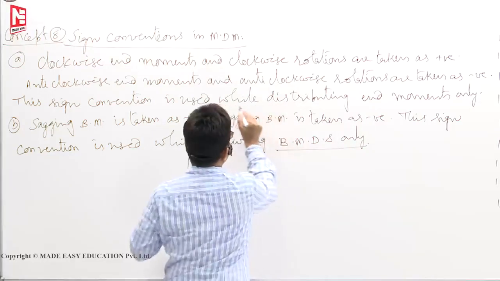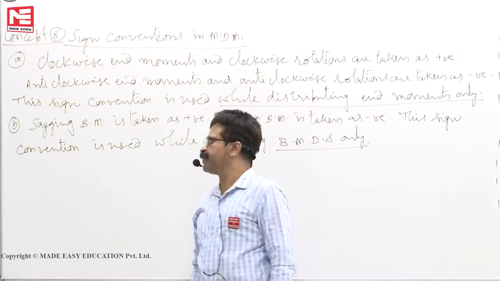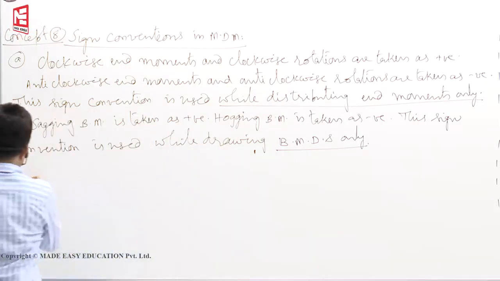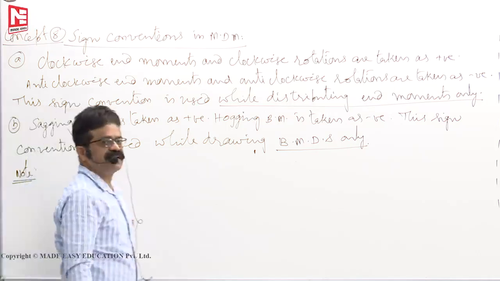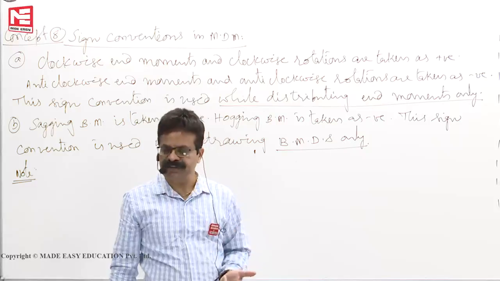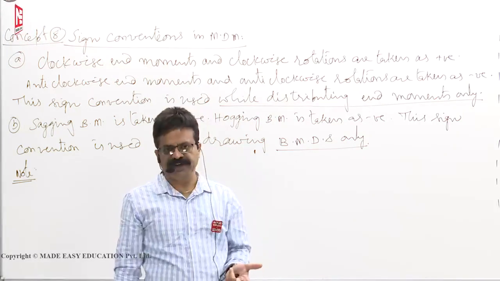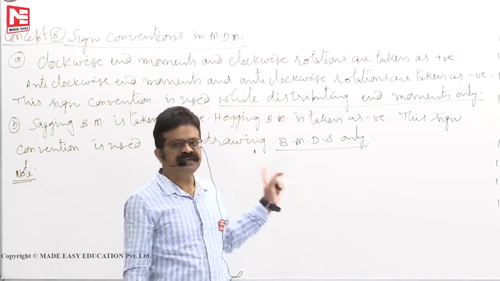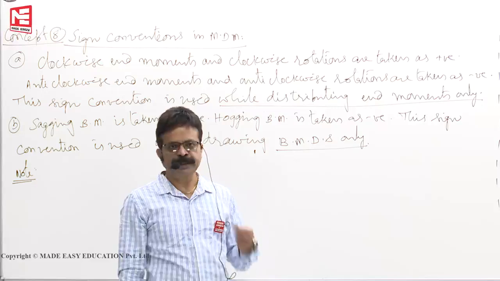This is for the bending moment diagram, this is for distributing end moments only. Now, one more assumption we make is that the effect of axial force and the effect of shear force, that means the axial deformation and shear deformation, we neglect in our slope deflection method and also moment distribution method.